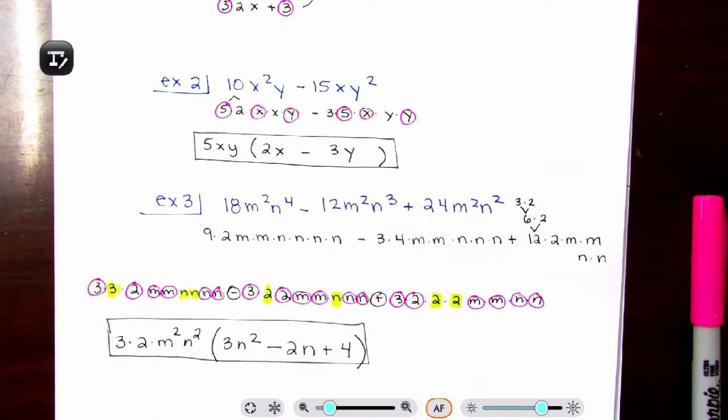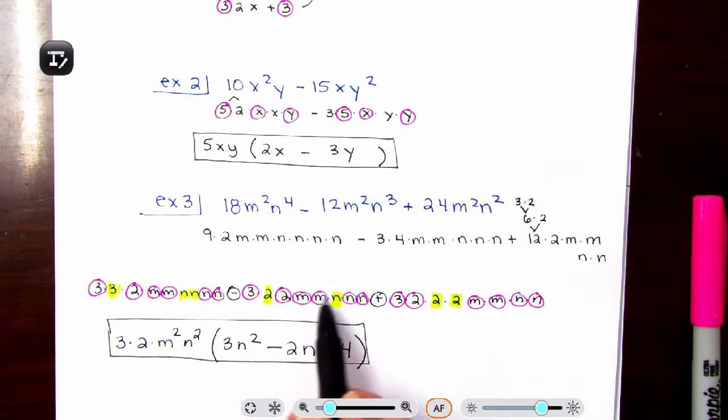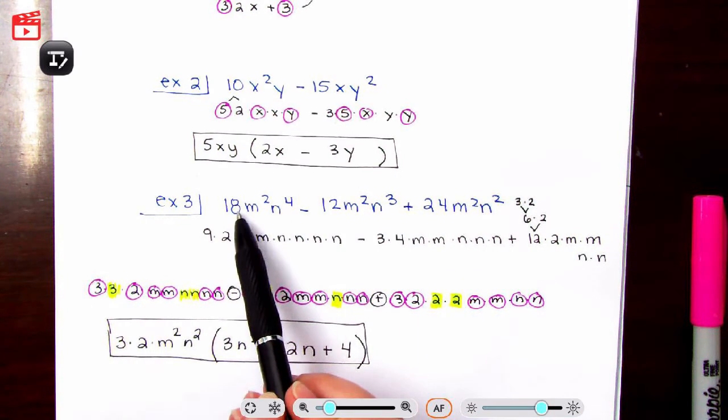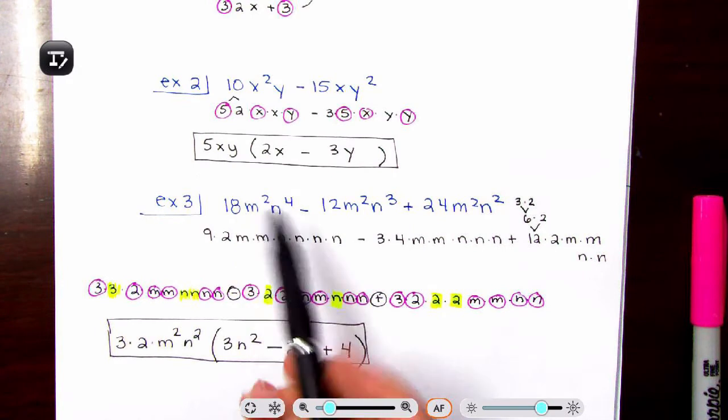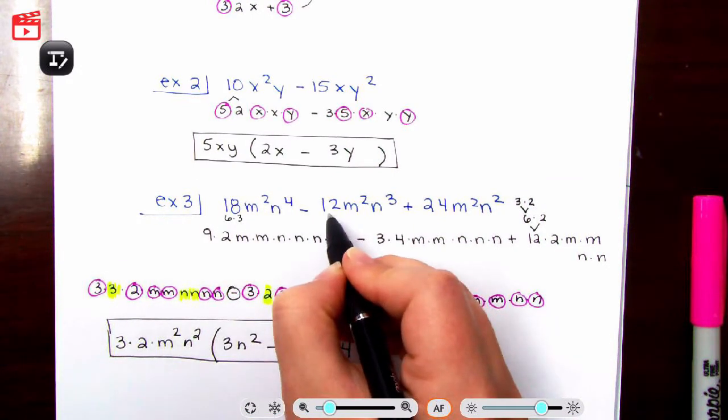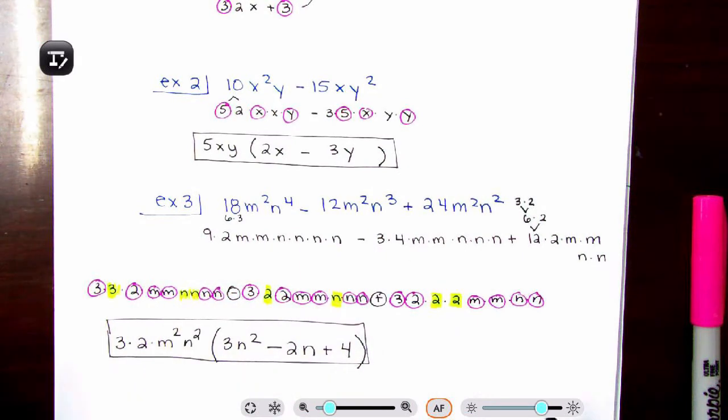And that is how you factor out GCFs. Now, you can skip this method. Absolutely, you can skip this method. If you are able to identify that in 18, that is 6 times 3, you can pull things out just by identifying them, and you don't have to spread everything out here.